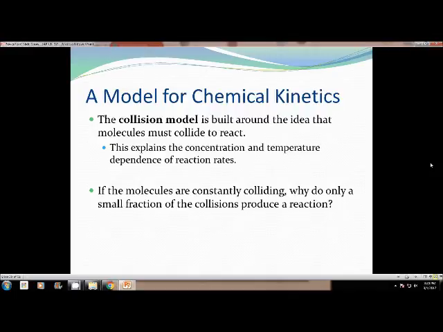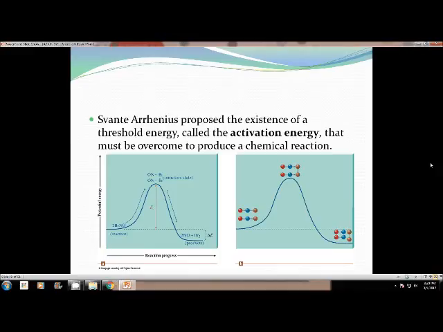When temperature is higher, they're moving faster because they have more kinetic energy, so that makes it more likely that they will get in contact with one another. So if molecules are constantly colliding, why do only a small fraction actually produce a reaction? Arrhenius proposed the existence of what's called a threshold energy or activation energy, labeled as EA, that needs to be overcome in order to produce the chemical reaction.